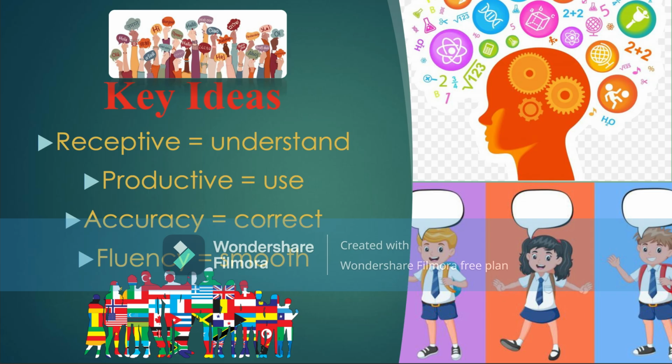The reading introduced some key ideas about how students use language. First, we have receptive knowledge. This means understanding words or grammar when we listen or read. Then there is productive knowledge, which means using those words or grammar when we speak or write. Next, we have accuracy and fluency. Accuracy means using correct grammar and word forms, while fluency means using language smoothly and without too much hesitation.